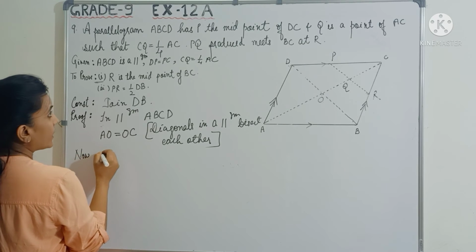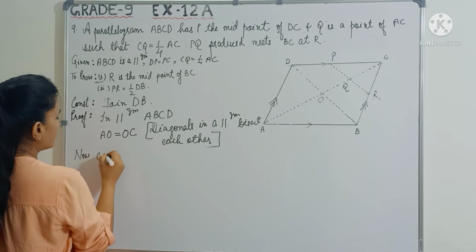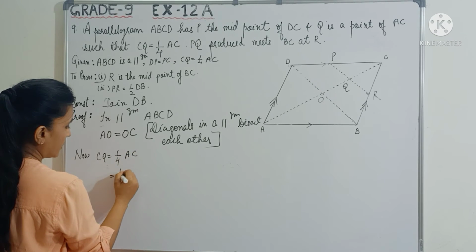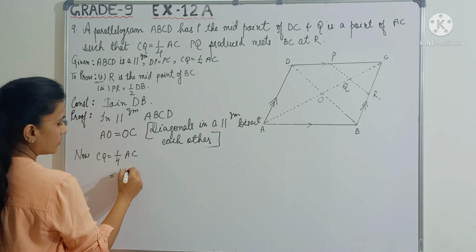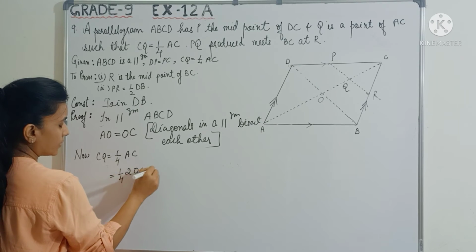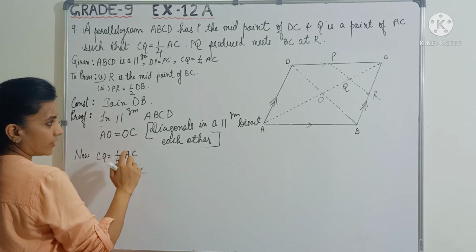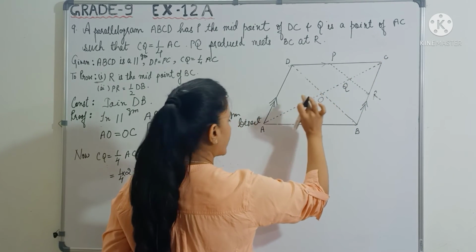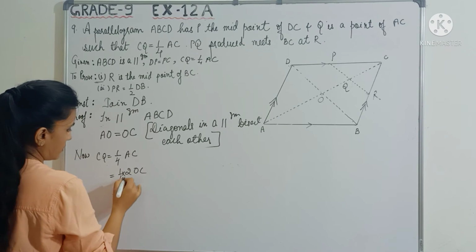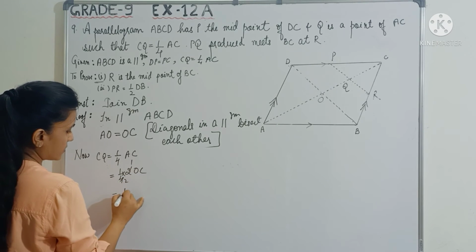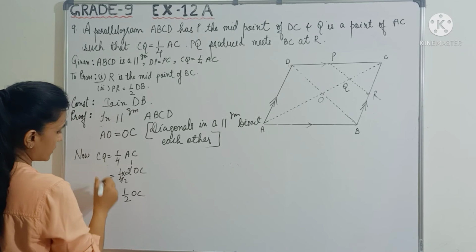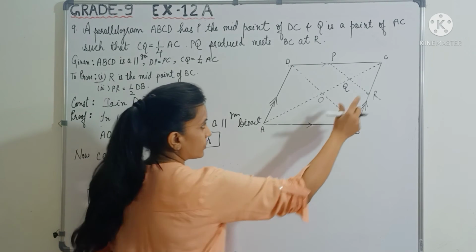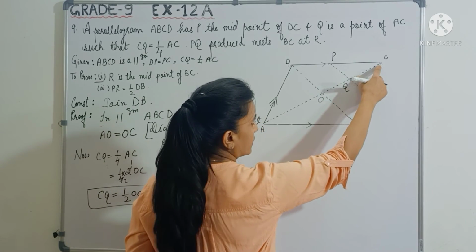Now we know that it's given CQ is equal to 1/4 of AC. So can I write that AC is equal to twice of OC? Can I write down that AC is double of OC because O is the midpoint, no? Right? So now here I can cancel 2 and 4 and I'll get half OC. It means CQ is half OC. CQ is equal to half of OC.